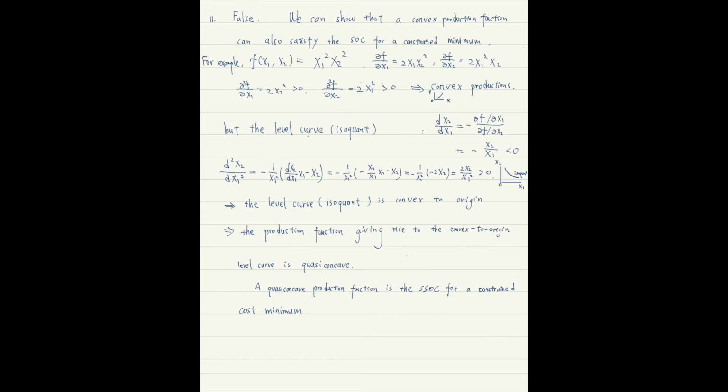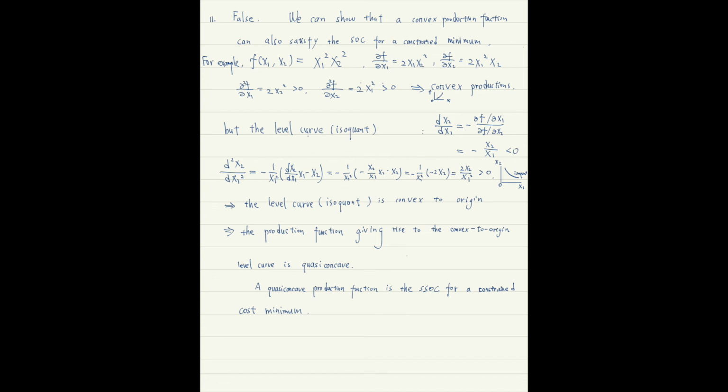For question 11, we can show that a convex production function can also satisfy the second order condition for constraint minimum. The second order condition for constraint minimum is that the level curve, the isoquant here, is convex to origin, or the production function is quasi-concave.